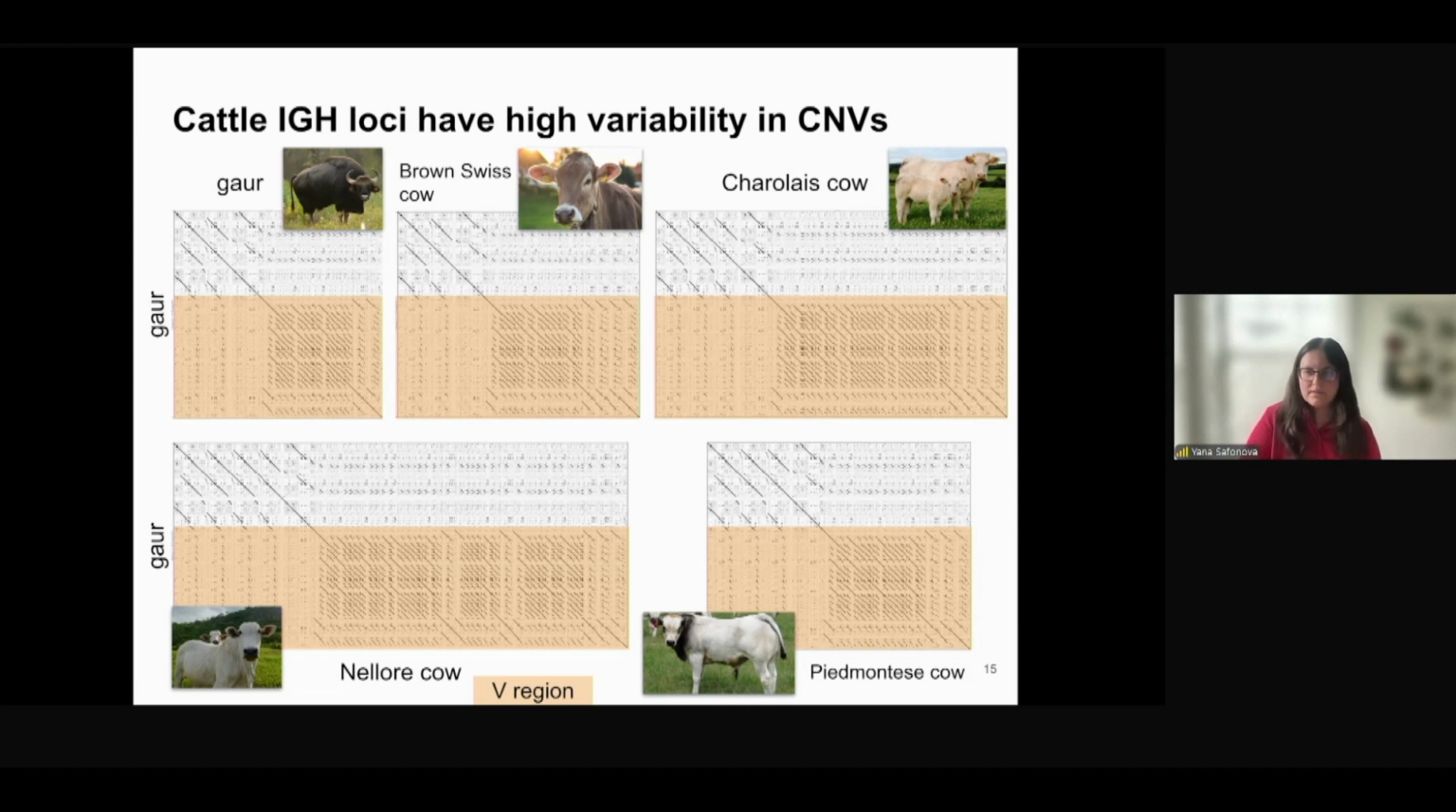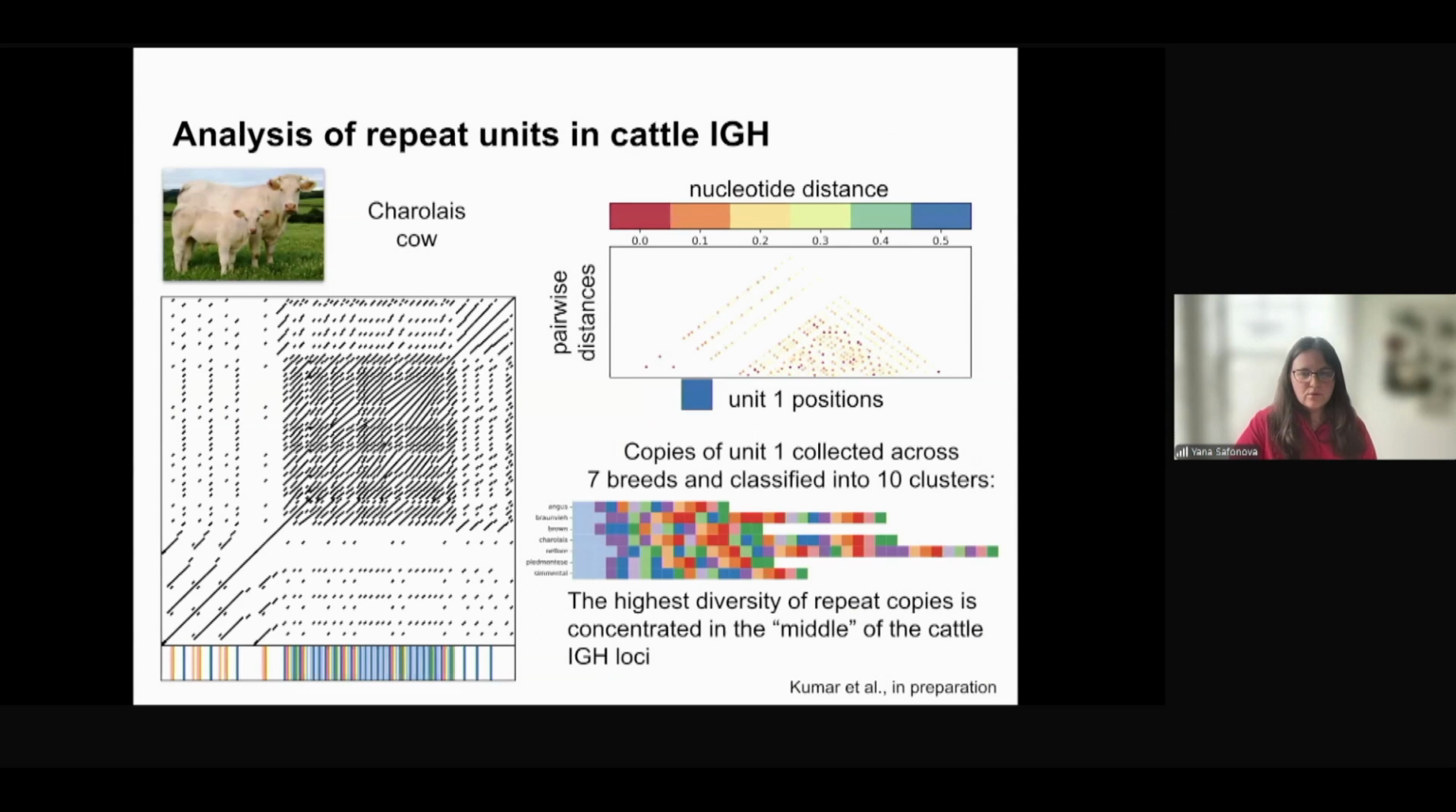Right now there is a bird flu going on around, and it looks like cattle are susceptible to it. So we need to understand what's going on in these loci and specifically how to deal with them in comparative studies. First of all, we can try a genomics approach and analyze repeat units in these places.